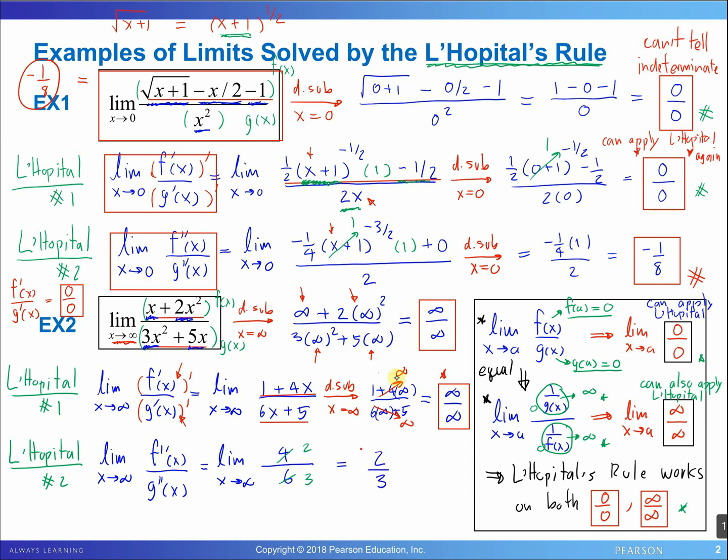And this value is the limit of f double prime divided by g double prime. And it's also equal to the limit of f prime divided by g prime. And it's also the limit of f of x divided by g of x when x goes to infinity. And this is the answer for this example, 2 over 3.